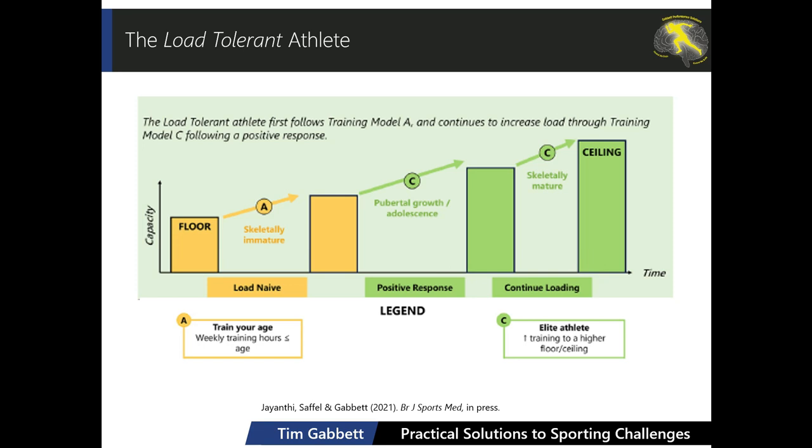This is a good example of our early specialised athlete, someone who we've managed to manage their training loads through skeletal immaturity, through the growth periods. They come out the other side, and we can aim for a high ceiling, the type of high ceiling or capacity that is required in order to compete at a really high level.